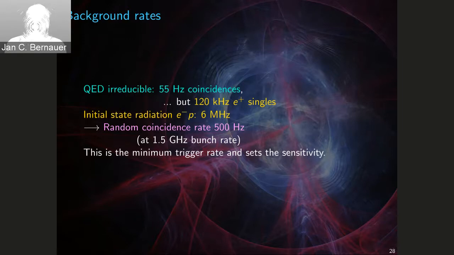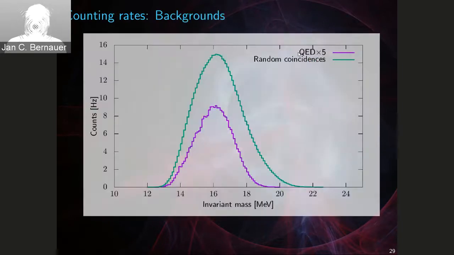We don't need it during data taking. We could take a slightly higher rate and sort it out offline, but that's what we want to have in the end, because that sets the figure of merit. That sets how sensitive you are, right? If you simulate this, you get something like this.